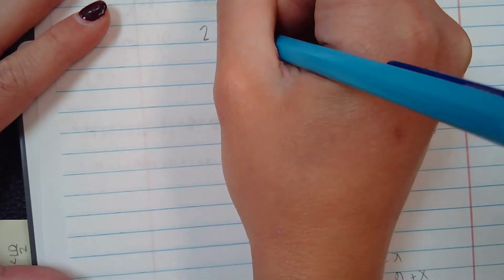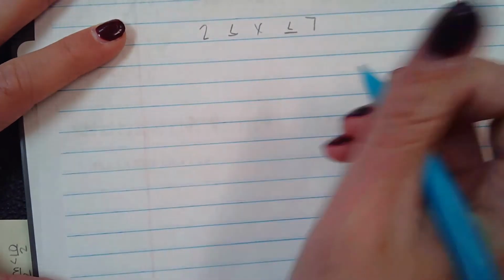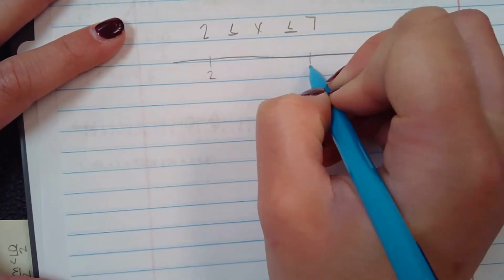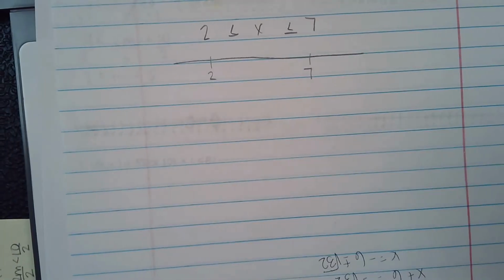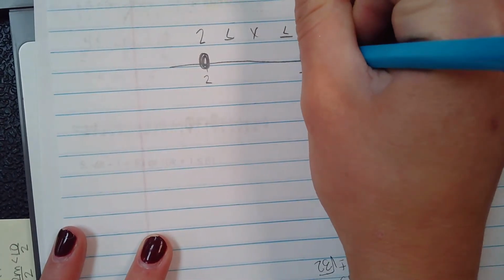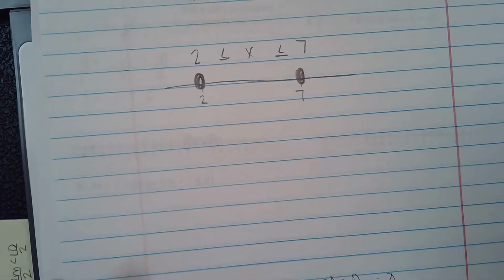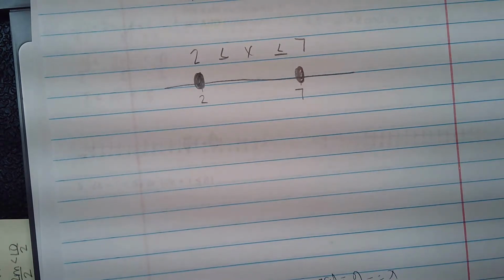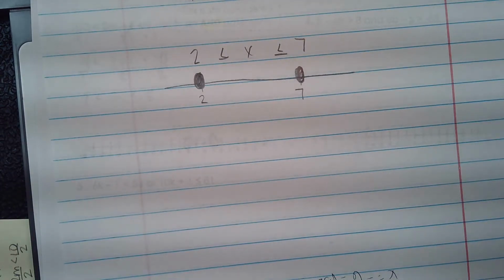So let's try another one because we're still not quite getting it. If we've got 2 is less than or equal to x is less than or equal to 7, all right, what's going to be different? Open circles or closed circles? Closed circles. And where do we shade? Where have we ended up shading every single time?